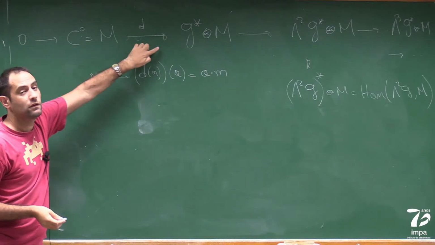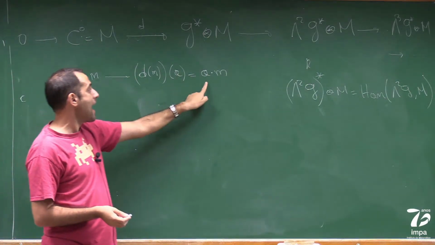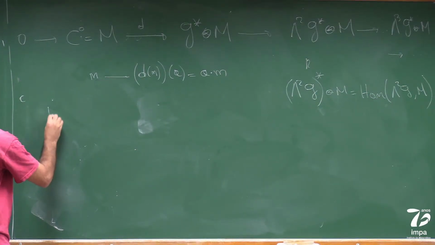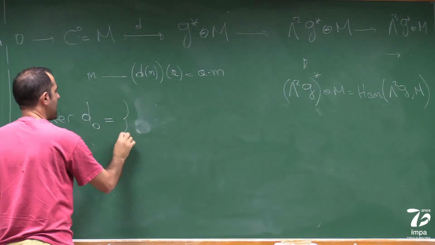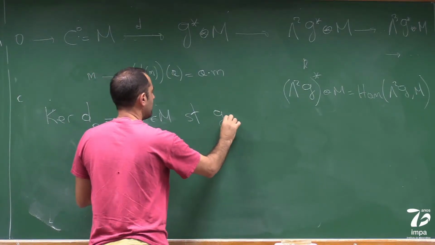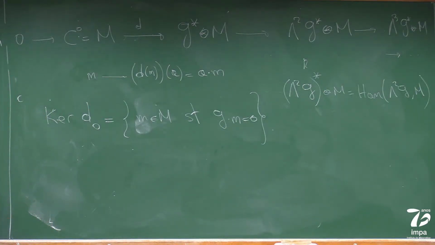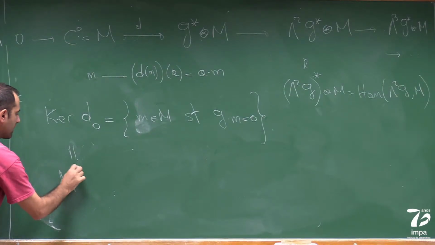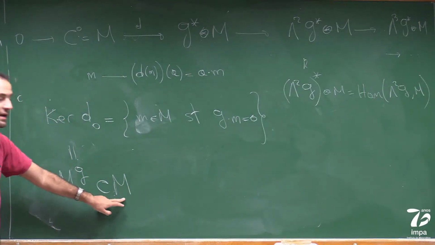So what is the kernel of this differential? The kernel of this differential is all those M's such that A acting on M is 0 for every A. So the kernel of this 0 consists of elements M in M such that G of M is equal to 0. This is known as the invariant subspace of M. These are all the elements in M such that G acts trivially on them.